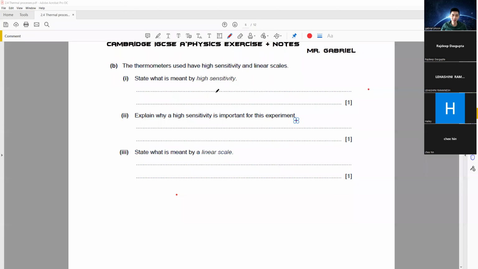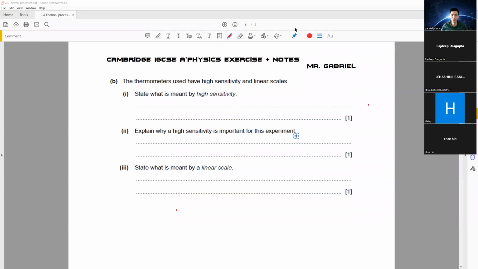If you look at this part here, this is basically what we learned in chapter 2.2, right? Basically, it says that the thermometer uses a high sensitivity and linear scales. If you refer back to my notes, sensitivity is basically the ability to measure small changes in temperature, right? Whereas linear scales are basically equal distance between each reading. That's why we use mercury or alcohol, right?